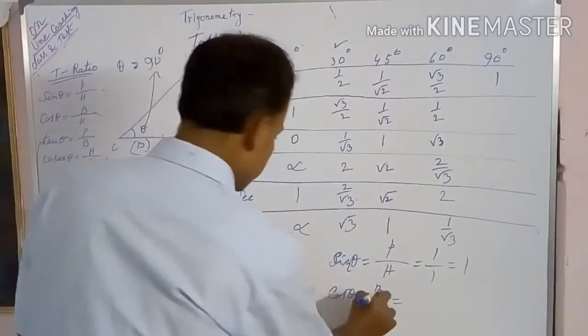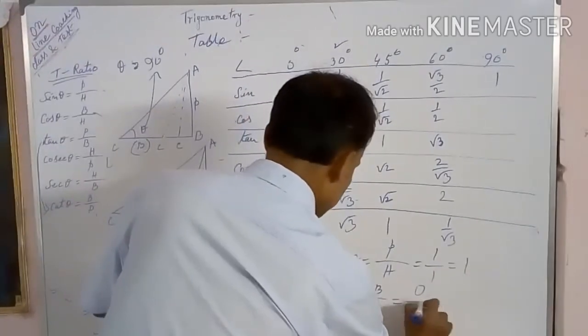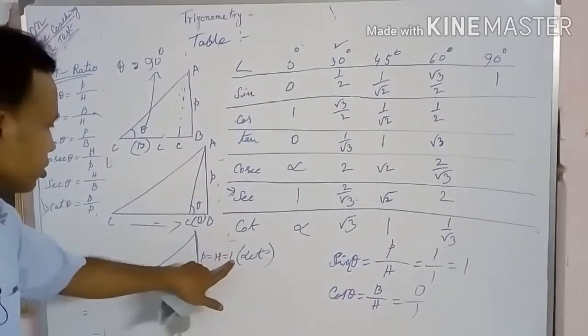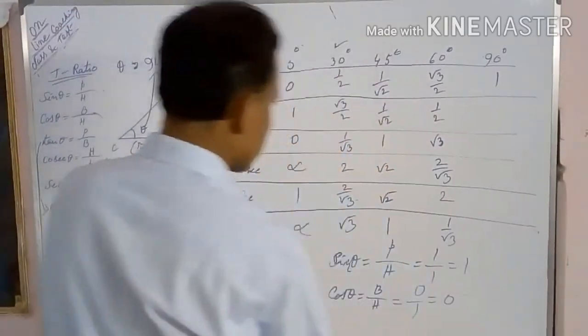Cos theta is equal to base by hypotenuse. What is this base? It is equal to 0. What is the value of hypotenuse? 1. Base is equal to 0, hypotenuse is equal to 1. So cos 90 is equal to 0.